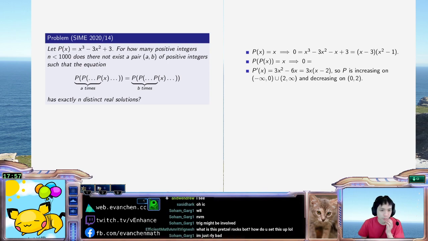What is this pretzel rock spot? Just Google it. It's actually very easy to set up. You log in with your Twitch and then you can just play music.